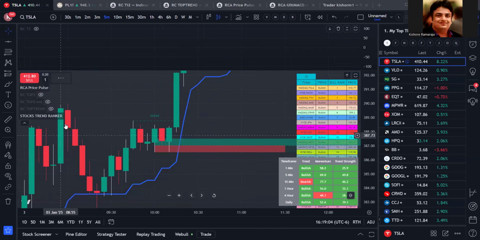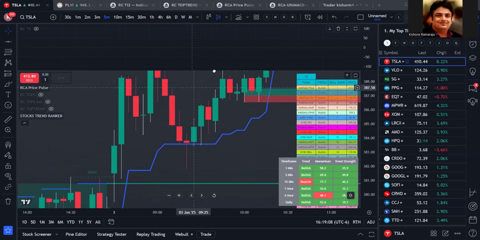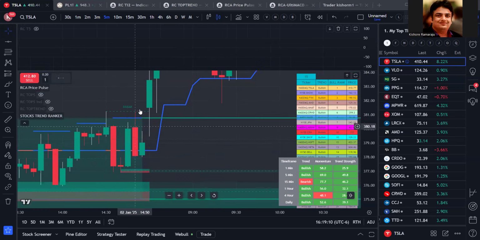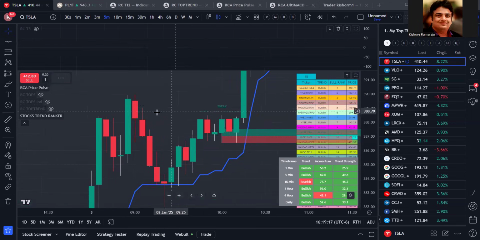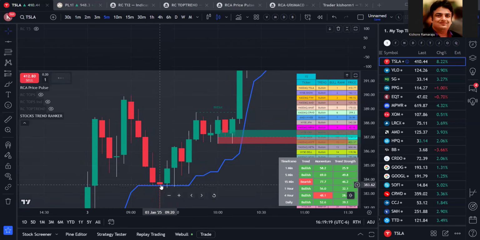Whenever it came, touched the blue, and again started moving up, right? You got some red candles, you got a green candle, you can go long. As long as this line is blue, that means the stock is bullish. Sellers try to take it down, but buyers immediately started moving it up. So whenever you see a candle touching the blue and again you get a green candle, you go long.